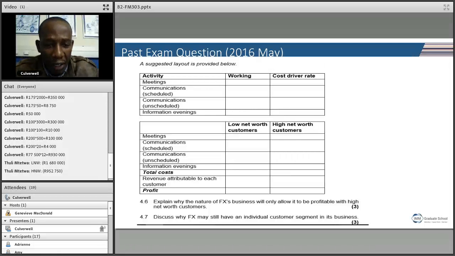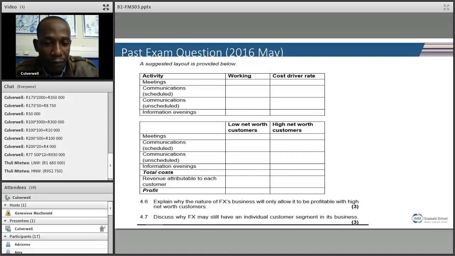Since we are following the format that is given here, I'll now bring in the revenue attributable to each customer. The revenue is given in the question. It says the average revenue attributable to each type of customer. For low net worth customers, it was 1.5 million, and for high net worth customers, it was 15 million. Sorry. So I'm going to have my total cost on top, and then the revenue attributable to each customer, 1.5 million for low net worth customers, and also 15 million for high net worth customers.